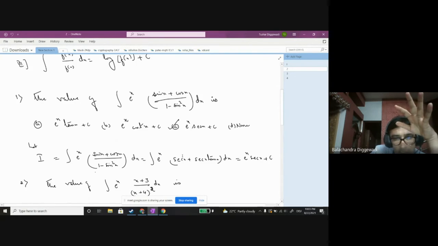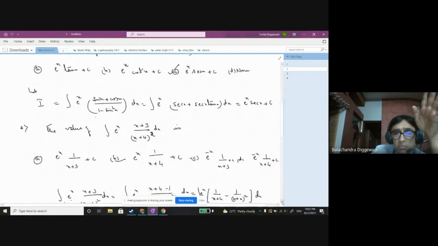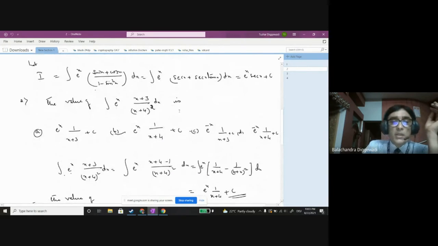That much I have written first, because its differentiation is the second term. Now similarly, whenever e raised to x into something is given to you, the same technique you use. This is x plus 3, and the denominator is (x plus 4) whole square. So this term can be written in terms of 4 minus 1.